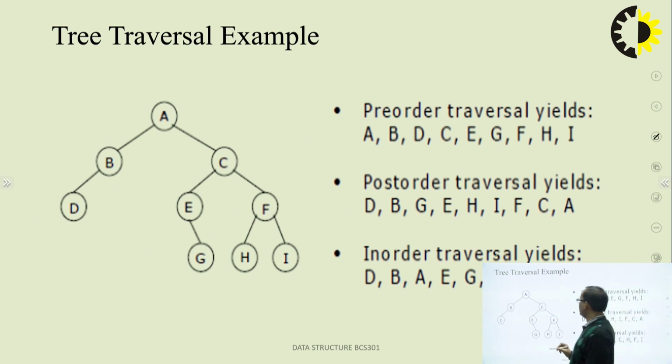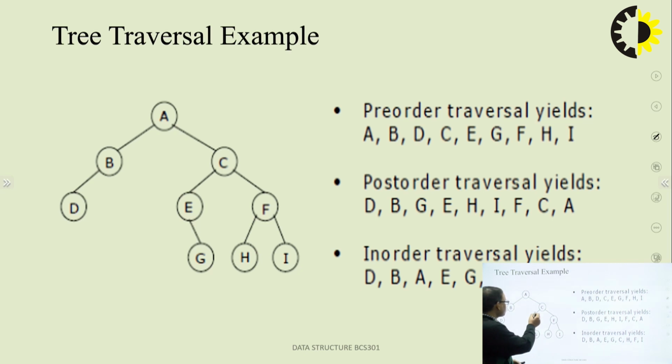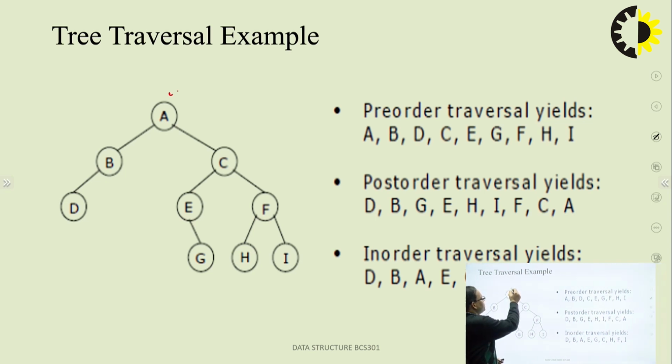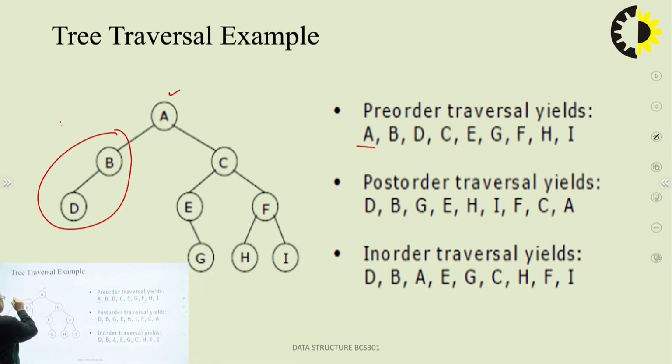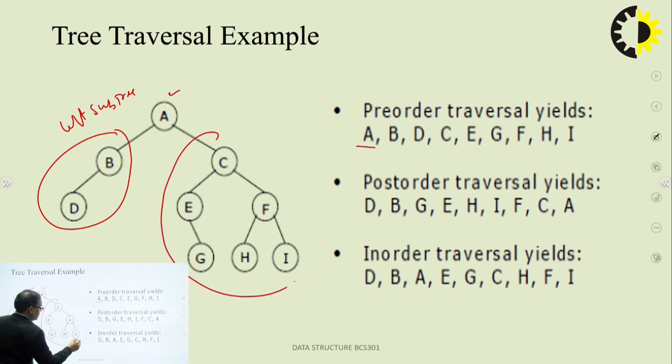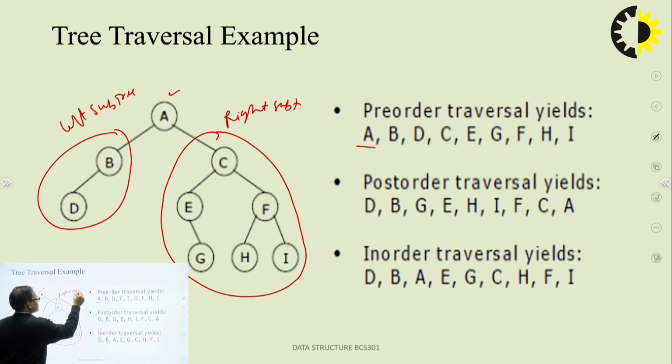So this is the given tree. In this tree, A is the root node, B and C are the children of A, and B has the child D, and C has the children E and F, and E has the child G, H and I are the children of F. Whenever we visit this tree in pre-order sequence, at first the root will be visited. So A. Again, this is the left subtree of A, and this is the right subtree of A, and this is our root.